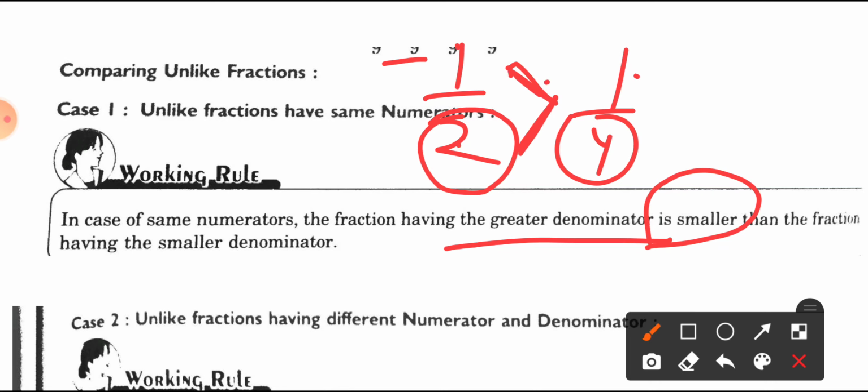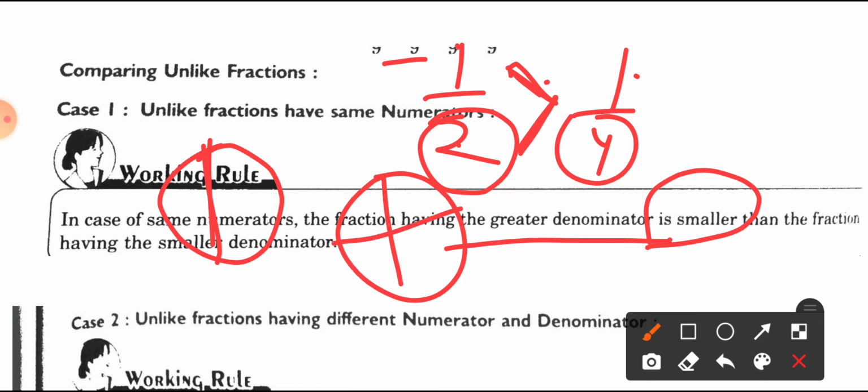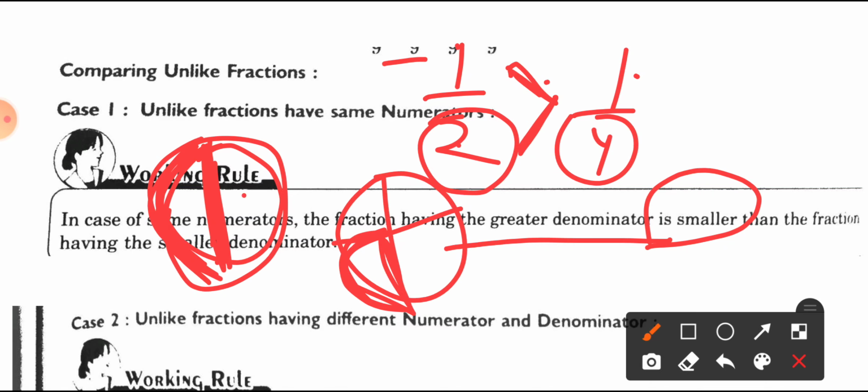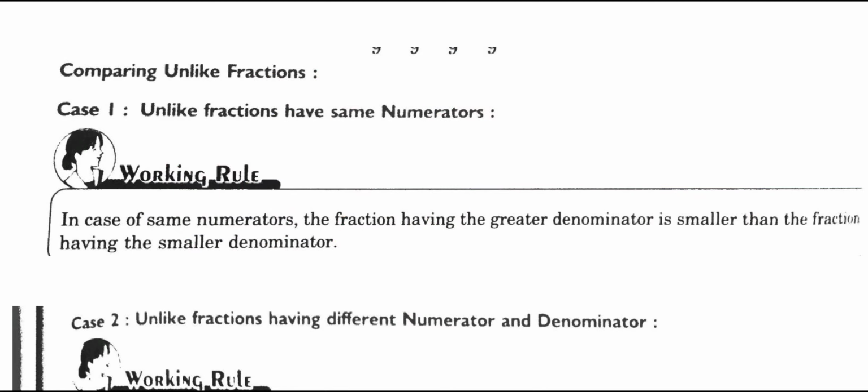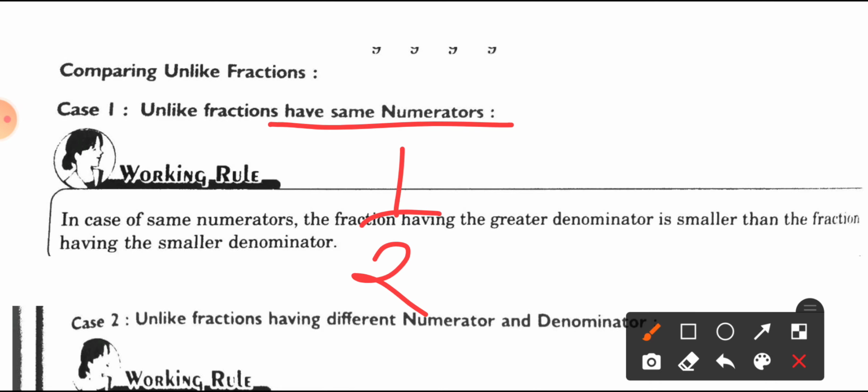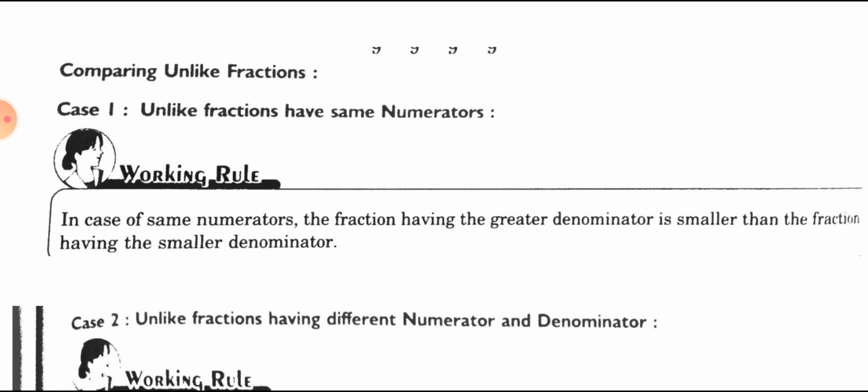For example, you can see it is 1 by 2 and it is 1 by 4. So which part is greater here? If you take this half part, you will get the bigger pizza, but if you take only this fourth part, you will get the smaller pizza. So you can see that 1 by 2 is greater than 1 by 4. Like this you have to compare here. If they have the same numerator, then the fraction with the greater denominator will be the smaller one. So 1 by 2 is greater than 1 by 4.